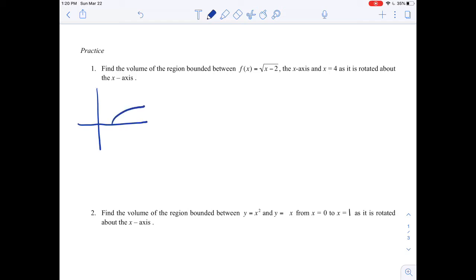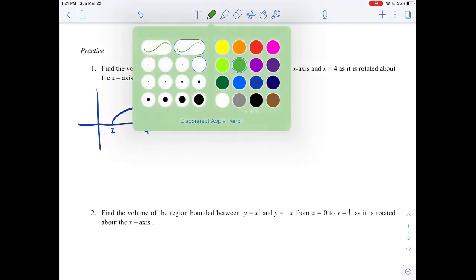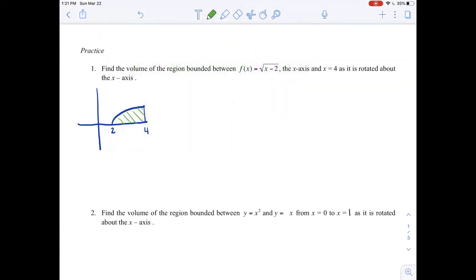The function y equals square root of x minus 2 looks like a square root function that's shifted over 2 units to the right. It's being stopped at x equals 4. It says take this region you see right here, bounded also by the x-axis. You're going to see that it starts when x equals 2, as it's rotated about the x-axis. So this is the region that we are trying to revolve.